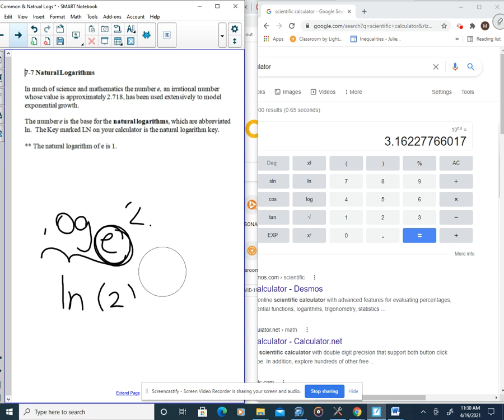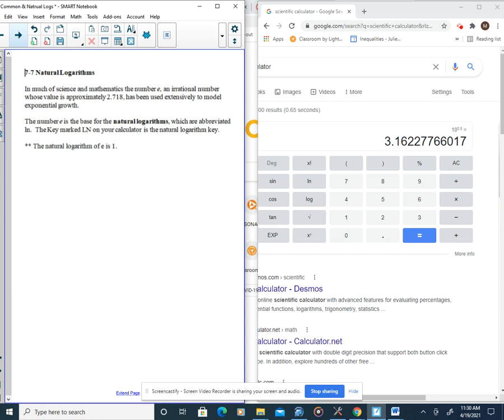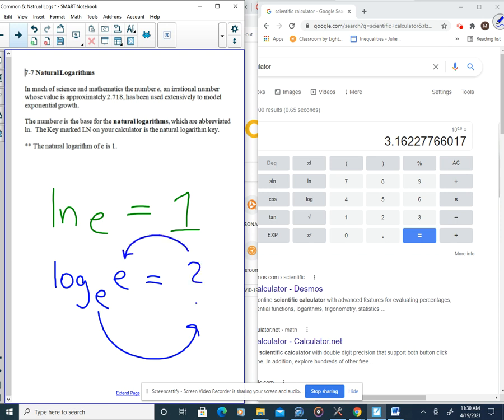And one more important thing, this is very important. The natural log of e is 1. The reason is, if you think about it the old way, this would be log base e of e. e to what power is e? e raised to what power is going to be e? 1. That's why the natural log of e is 1. We're going to see this a lot. So this is something you want to make sure you write down. The natural log of e is 1.